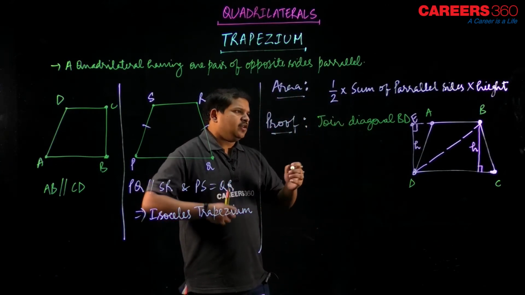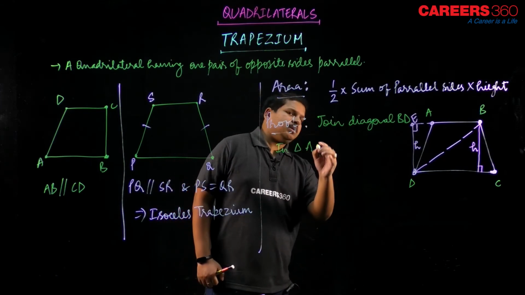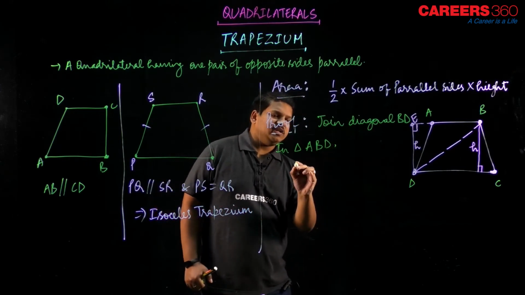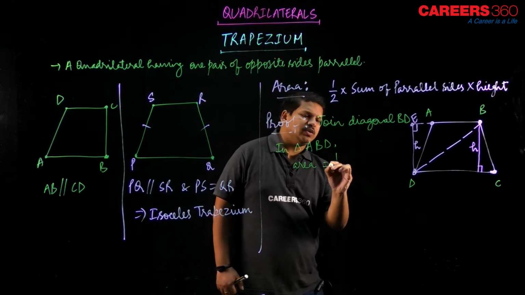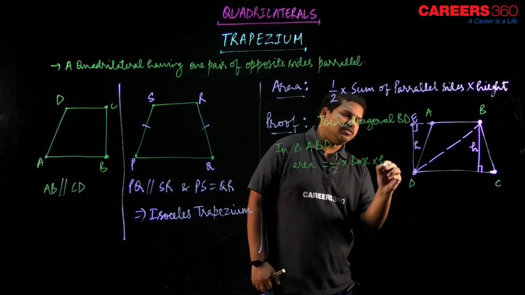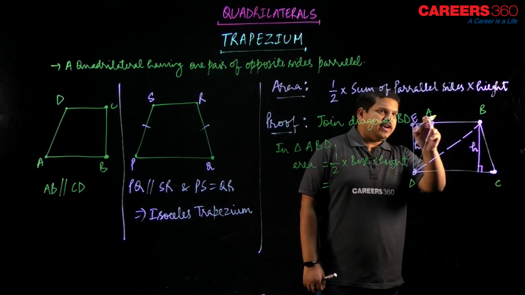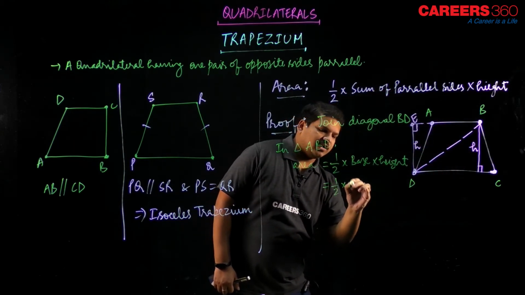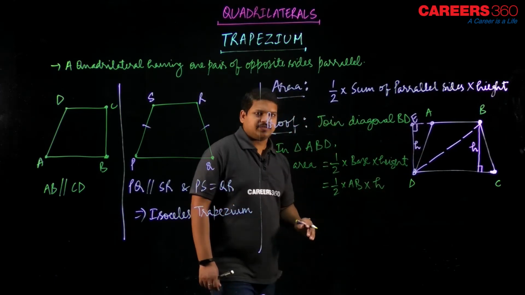Now, in triangle ABD, if I calculate the area, what I will get is half into base into height. As you can see, for ABD the base will be AB, so half into AB, and the height will be h in this case, right? This is equation number 1.